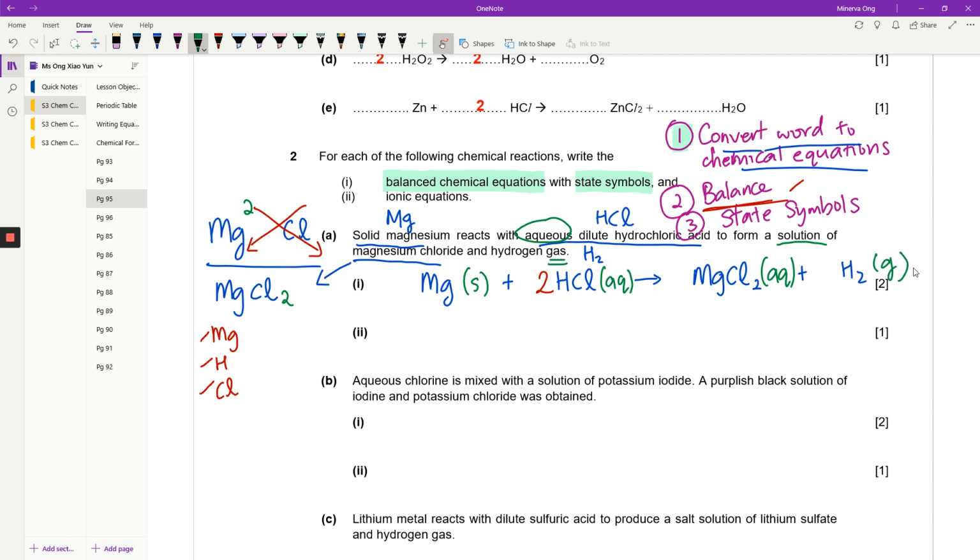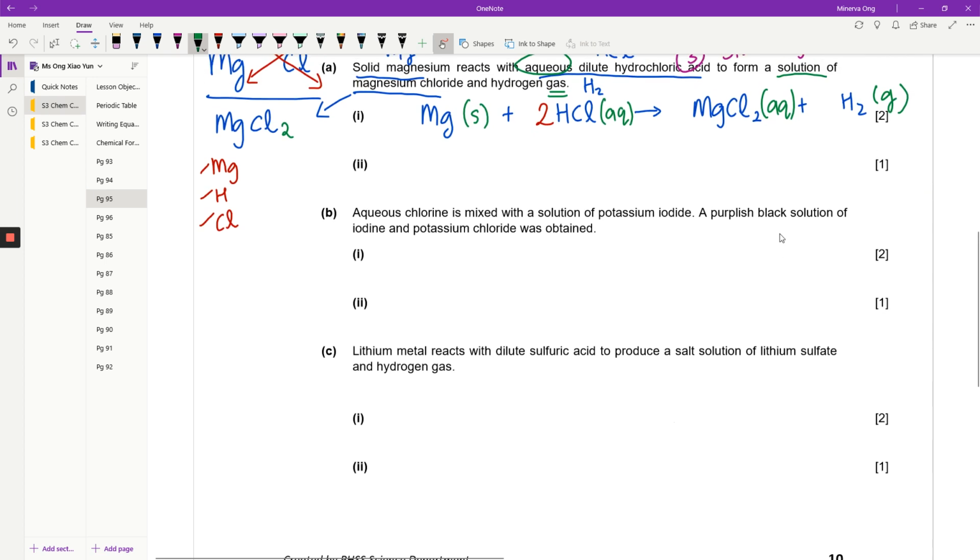Why are the state symbols important? Later on when you learn ionic equations, you need them for part 2. Okay, so let's move on. Magnesium, question done. So let's look at part 2.